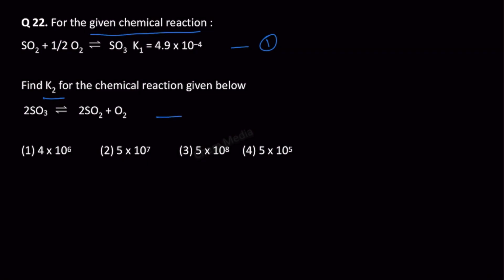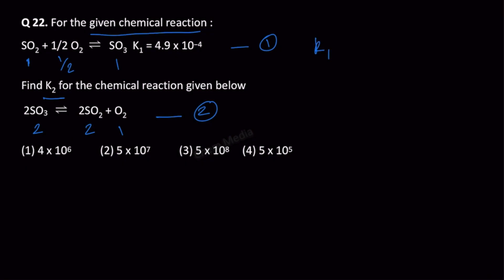In the second equation, the reaction is reversed compared to the first equation and also it is multiplied by a factor of 2. So, here 1 mole of SO2 reacts with half a mole of O2 giving 1 mole of SO3. In the second equation, 2 moles of SO3 are dissociated into 2 moles of SO2 and 1 mole of O2. How will you write the equilibrium constant in general?